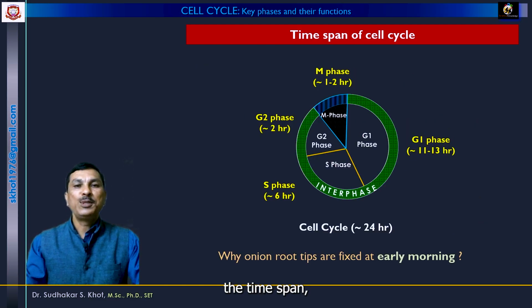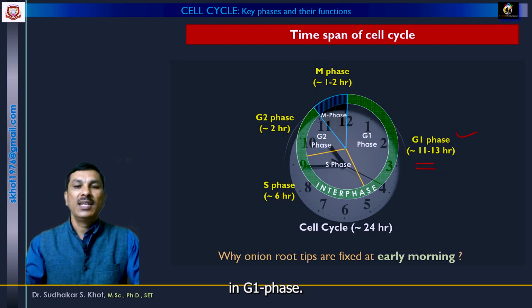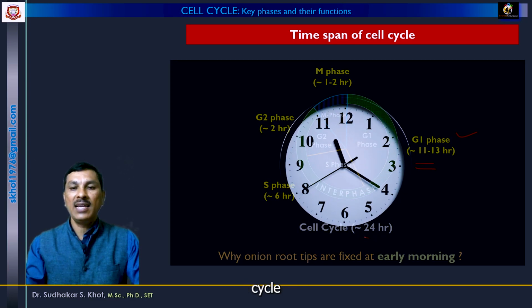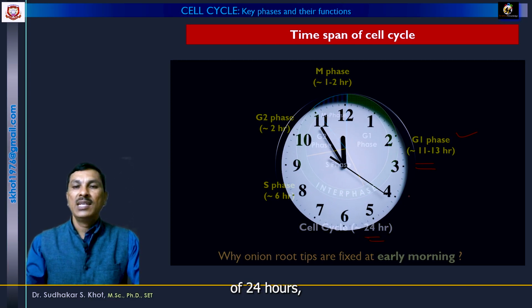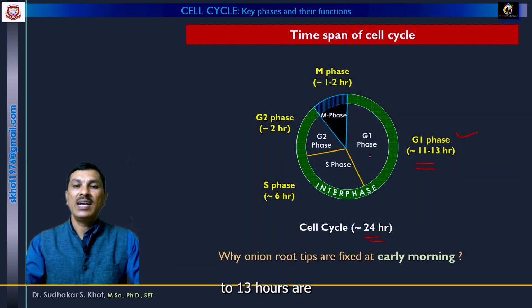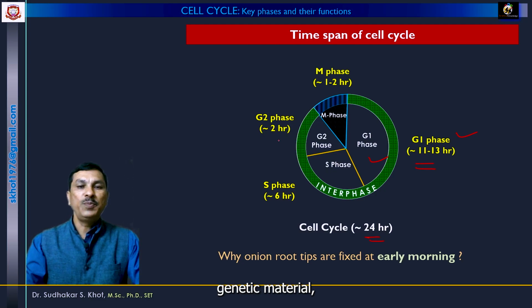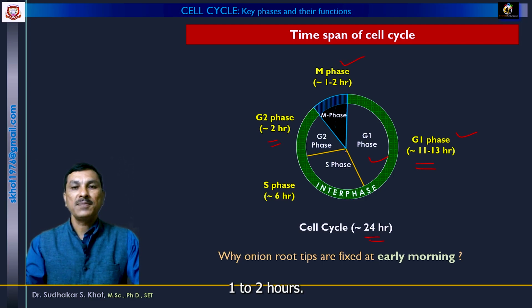If we compare the time span, we can see that almost 50% of the time span of the life cycle is expended in G1 phase. If we consider the entire cell cycle as a cycle of 24 hours, about 11 to 13 hours are required in G1 phase. About 6 hours are engaged in synthesis of DNA, the genetic material. G2 phase is about 2 hours long and the cell division is completed in about 1 to 2 hours.